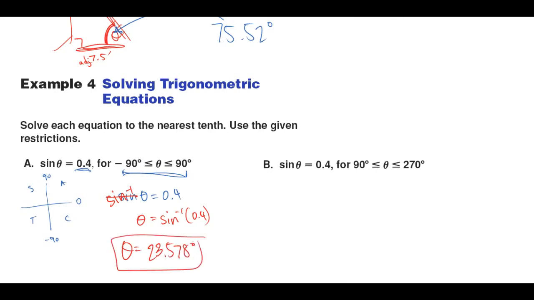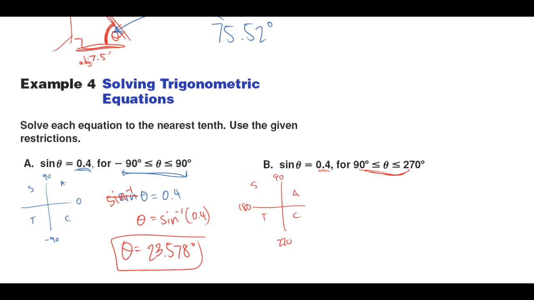Here's kind of one where you can see it maybe a little differently. They want us to find the angle whose sine is 0.4. Now notice they've changed it. They want it to be between 90 and 270. So they want our answer to be in here somewhere. Well, wait, sine's positive. All students take, oh, it's right there. It's going to be in quadrant 2.